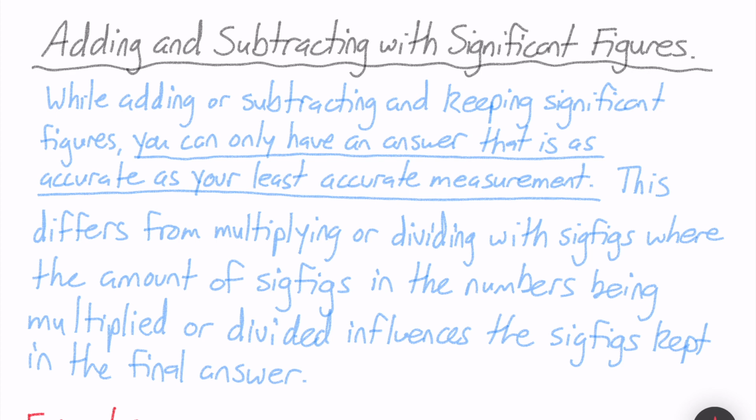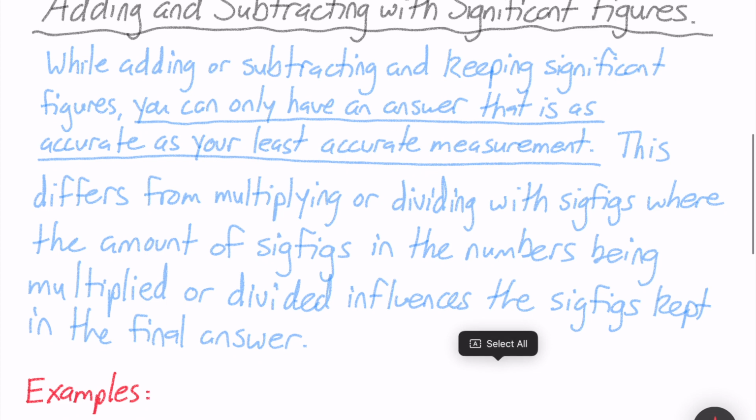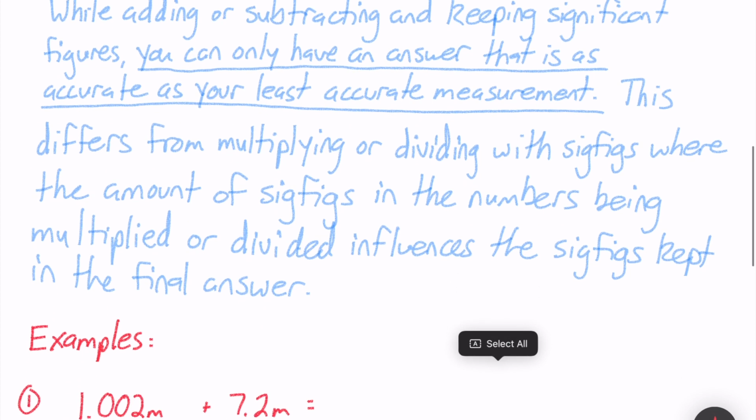Today we're going to be discussing adding and subtracting with significant figures. In a previous video we discussed multiplying and dividing. There will be different rules while adding and subtracting with sigfigs. While adding or subtracting and keeping significant figures, you can only have an answer that is as accurate as your least accurate measurement. This differs from multiplying or dividing with sigfigs, where the number of sigfigs in the numbers being multiplied or divided will influence the sigfigs kept in the final answer.